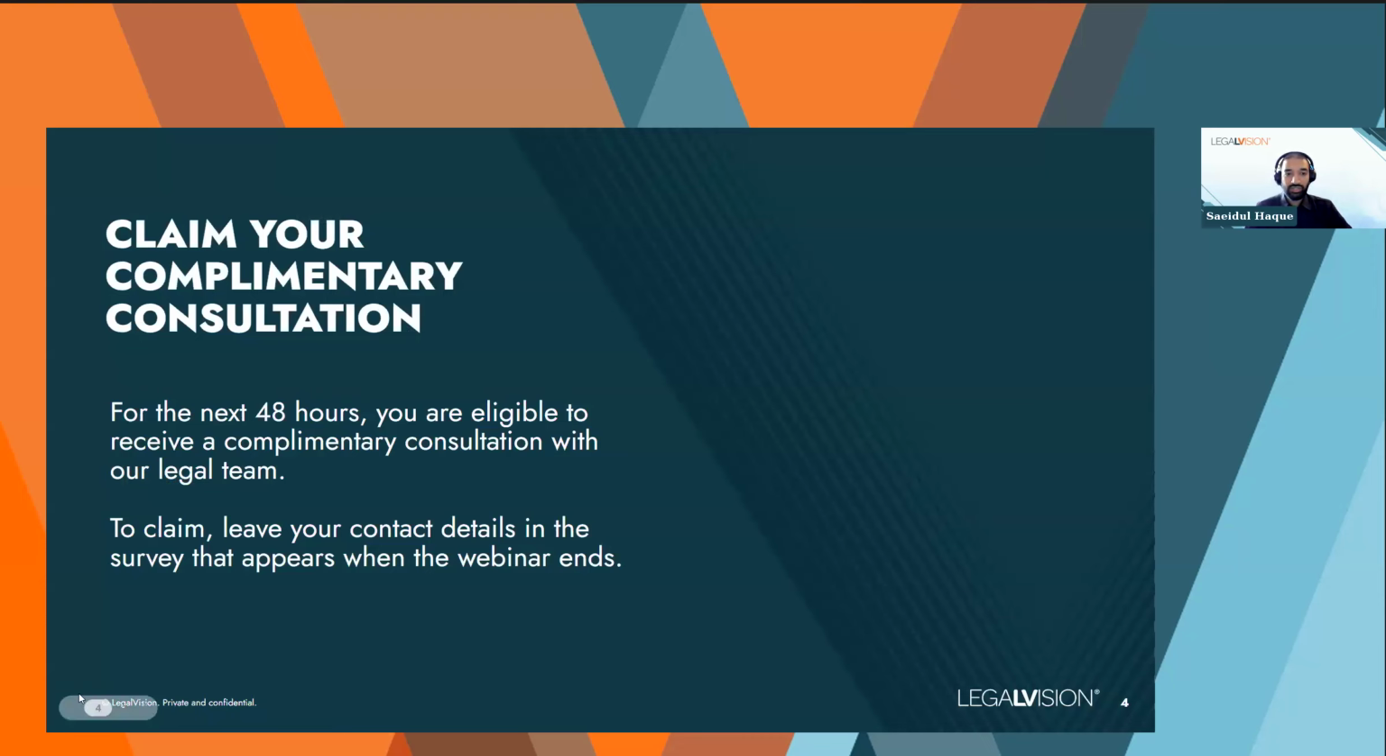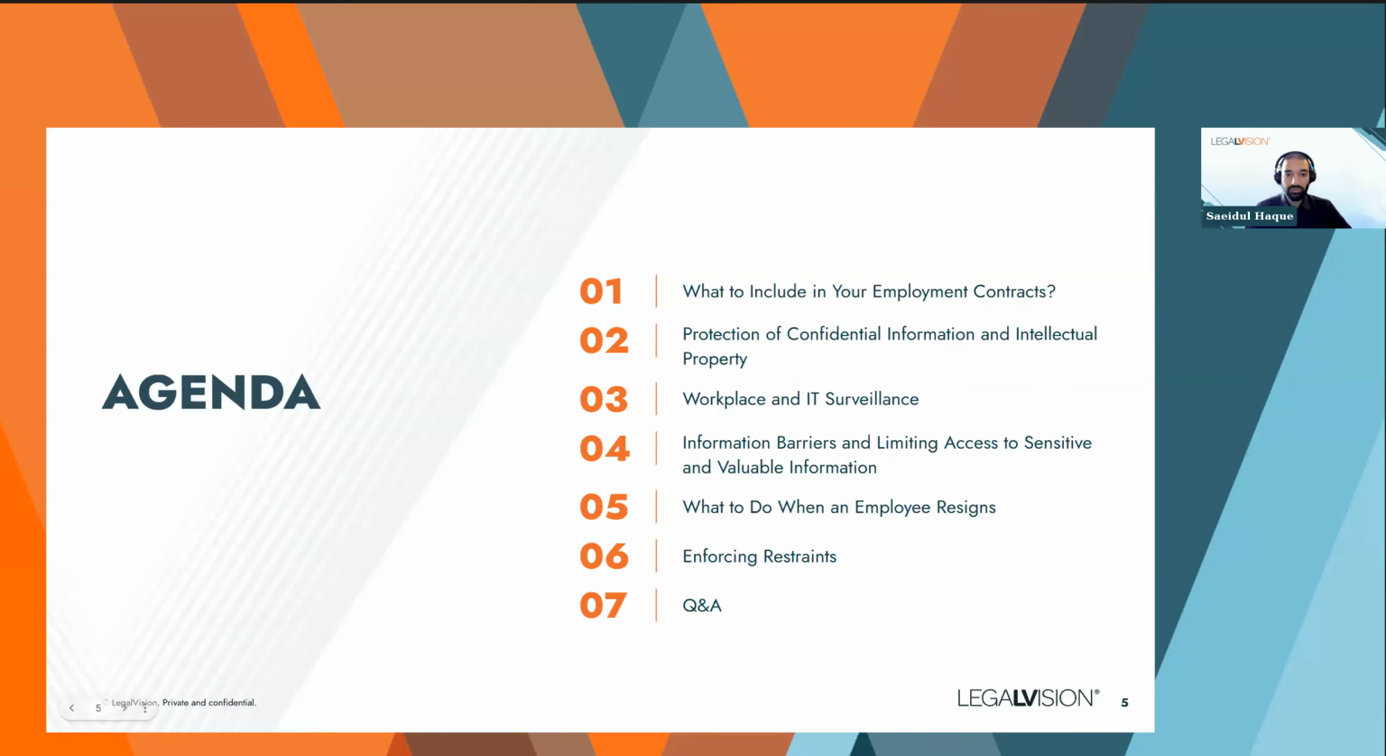So in terms of the contents today, I will be discussing what you can do to protect your business from employee competitors. I will cover what you can look to include in your employment contracts, practical tips on protection of confidential information and intellectual property, workplace and IT surveillance, creating information barriers and limiting access to sensitive and valuable information, what to do when an employee resigns, and enforcing restraints as well.